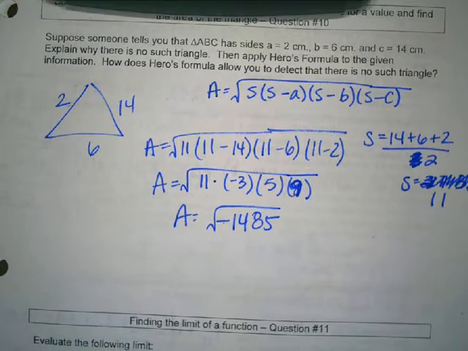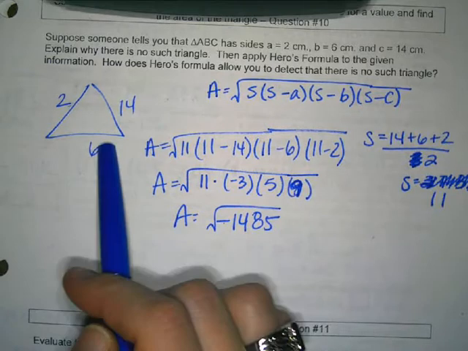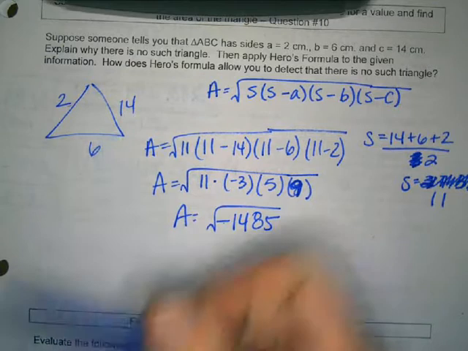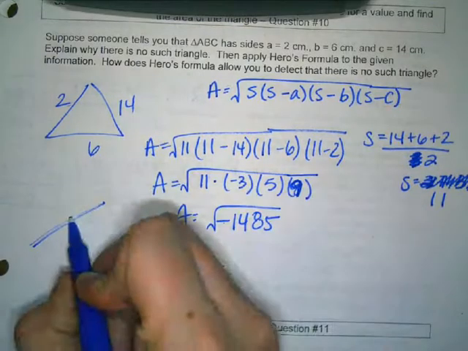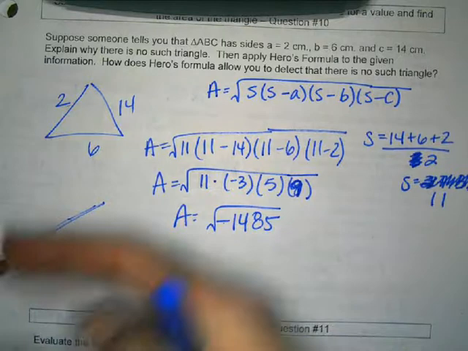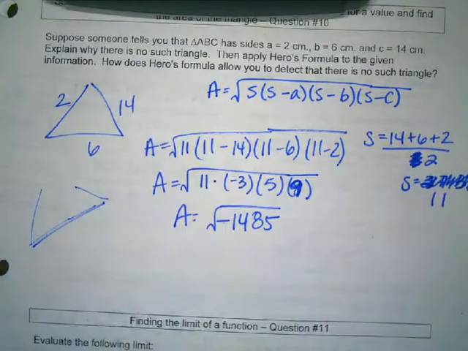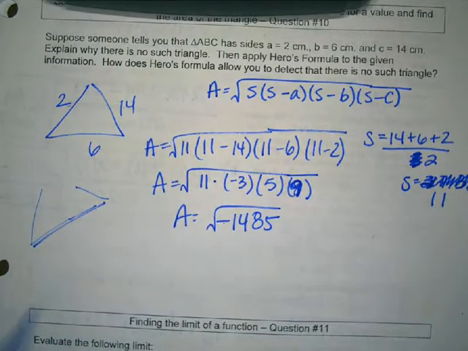That's one way. You could also say that you can't possibly have a triangle built like that because 6 plus 2 is way less than 14. You wouldn't even be able to take the side of 14 and line up your other two sides and have it be complete. There's no way they would connect; they would be short. So that's another way to explain it.